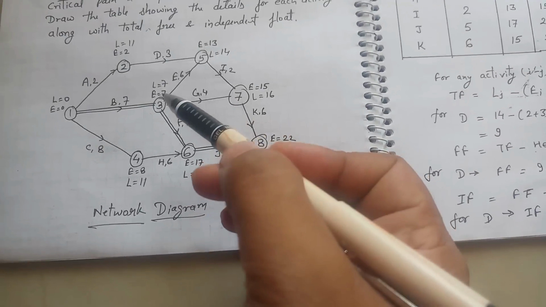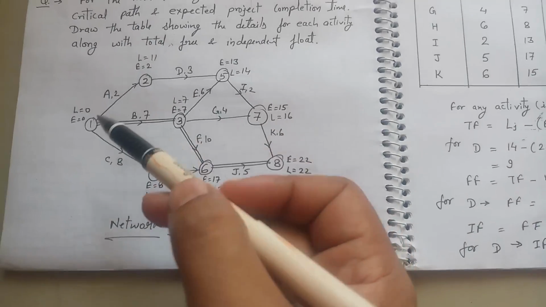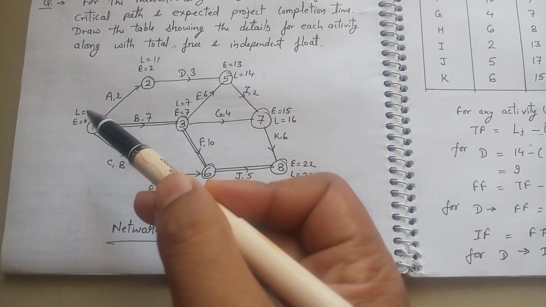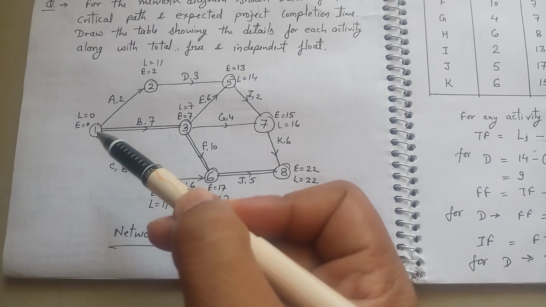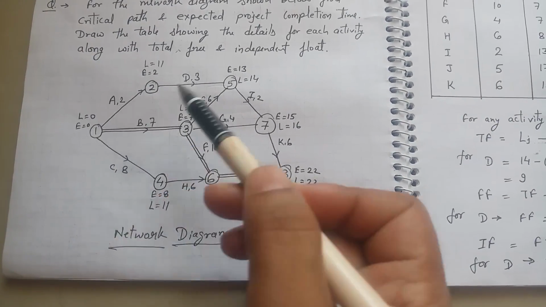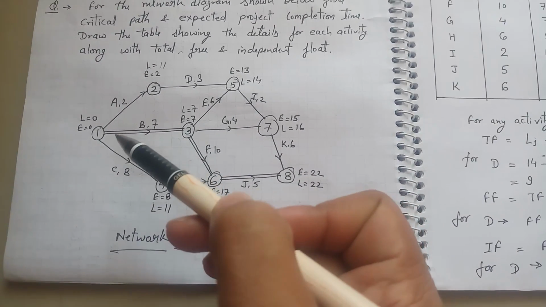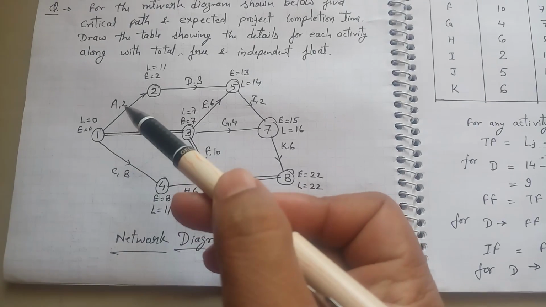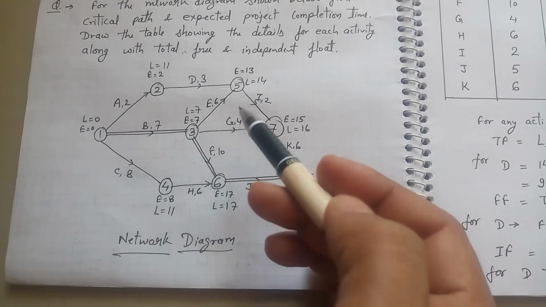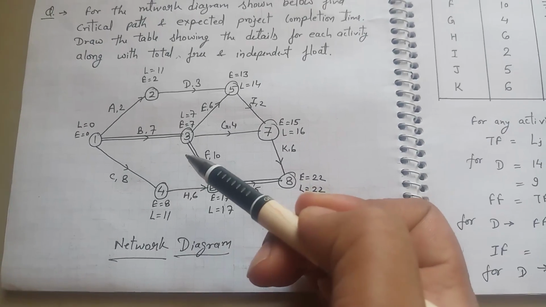Here we have different events and different activities. We have a starting point, earliest start point and latest start point, which is 0. 1 is also known as an event and A is also known as an activity. D is your activity, B is your activity. We have different types of activities and we have an expected time for each activity. So we have to make a diagram, or sometimes it is provided on the question paper.